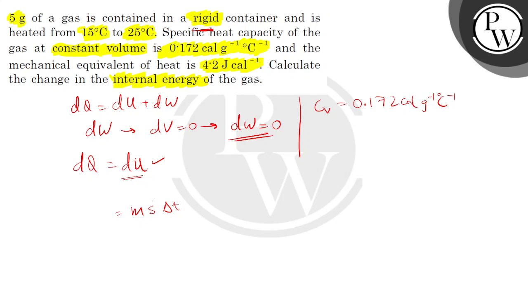Now here s is going to be Cv, because the specific heat for this process is at constant volume, so we can directly take Cv. The mass of the gas is 5 grams, so 5 grams times the Cv 0.172 times the delta T. Since it's going from 15 to 25, the delta T is 10. So this value comes out to be 8.6 calories.